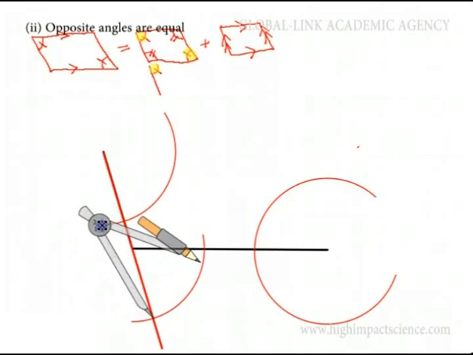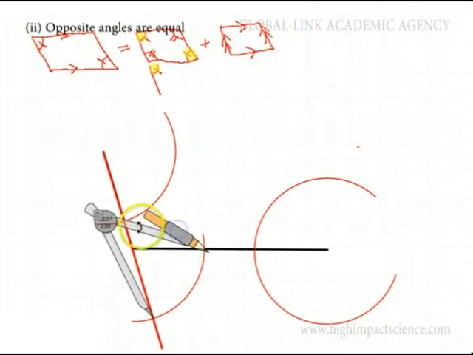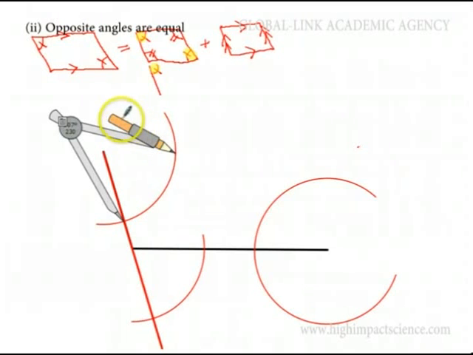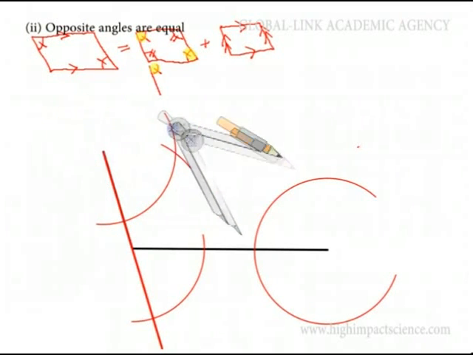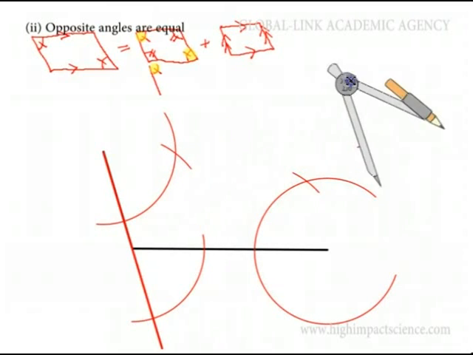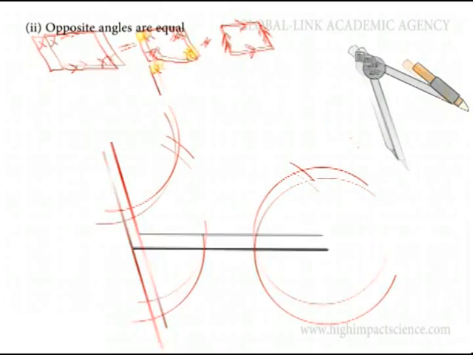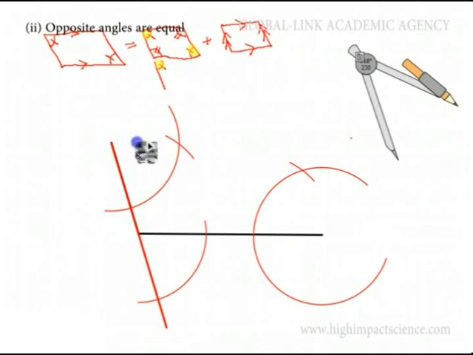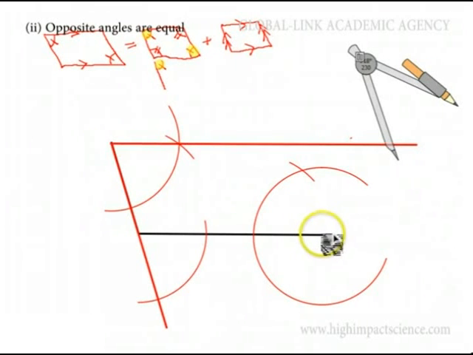Then we measure this distance. Copy that length here and again here. So draw that upper line through here. And the right one through this intersection. There is the figure.